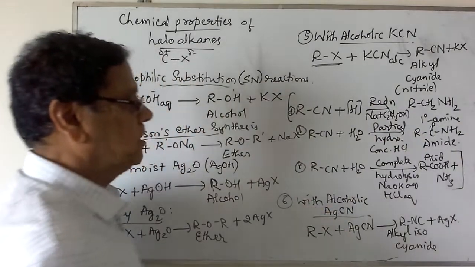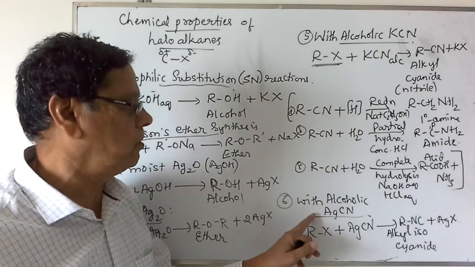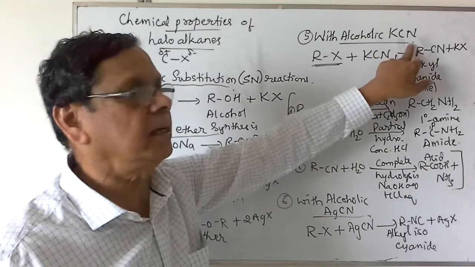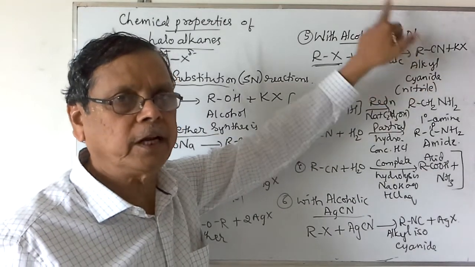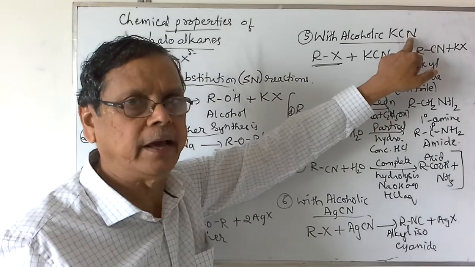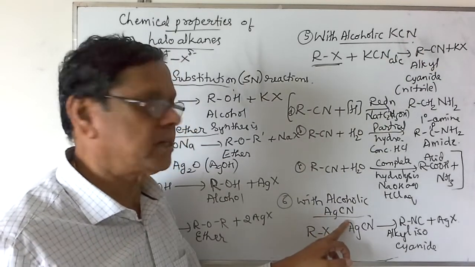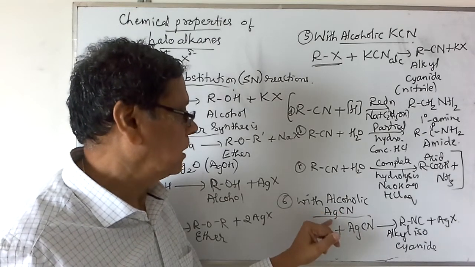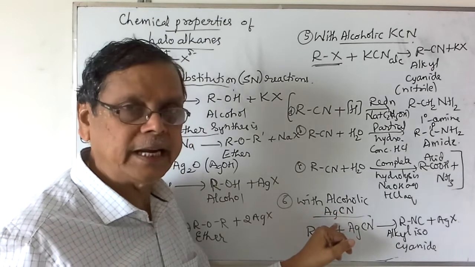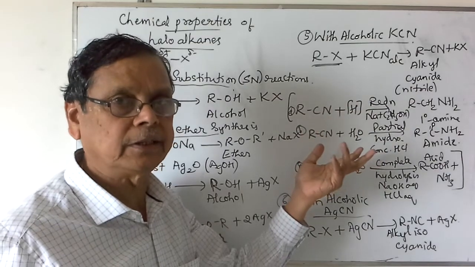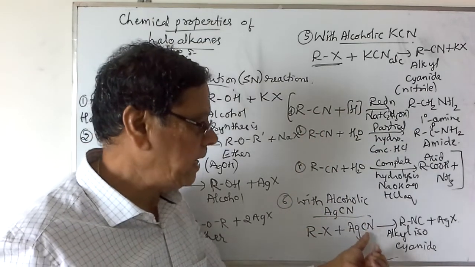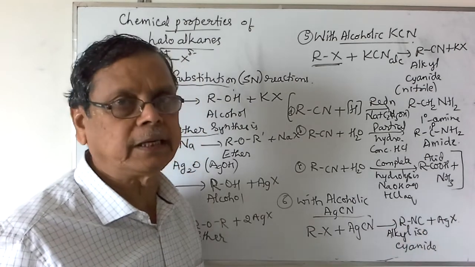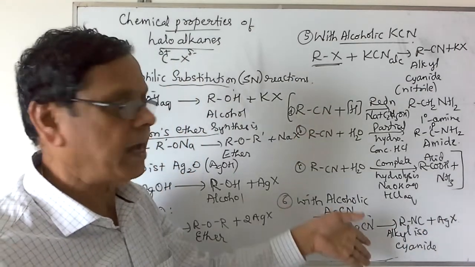Just observe the difference between alcoholic potassium cyanide and alcoholic silver cyanide. Alcoholic potassium cyanide exists as an ionic compound, potassium ion and cyanide ion. But silver cyanide is actually polar in nature. That's why it is a polar compound. The silver and carbon atom is slightly polarized, not completely ionized. That's why instead of cyanide we are getting isocyanide. This isocyanide can also be subjected to similar types of reactions.